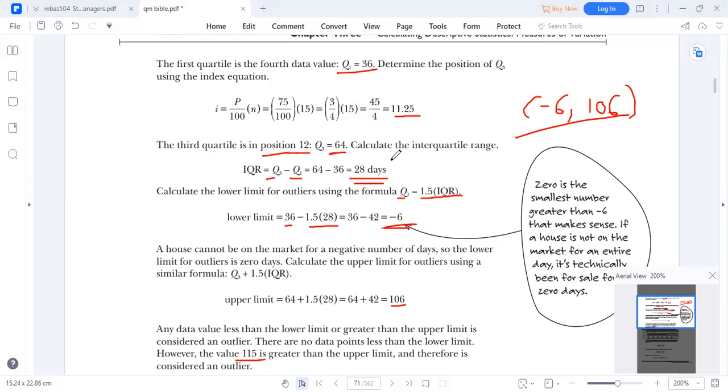So that's a principle that you're supposed to use on what we have just learned.